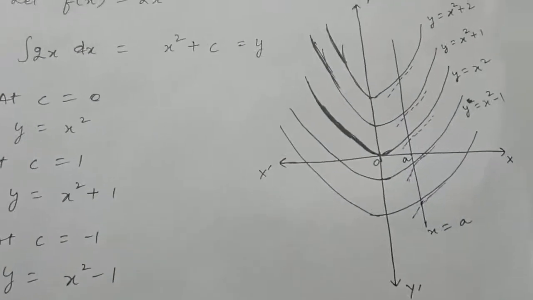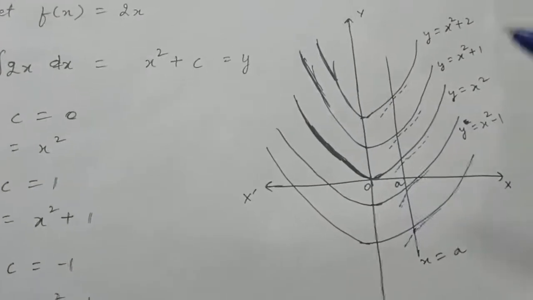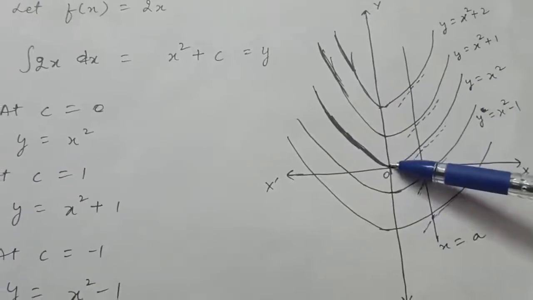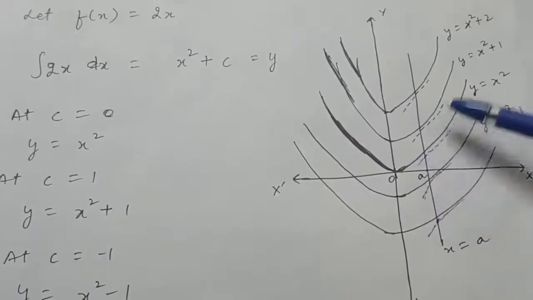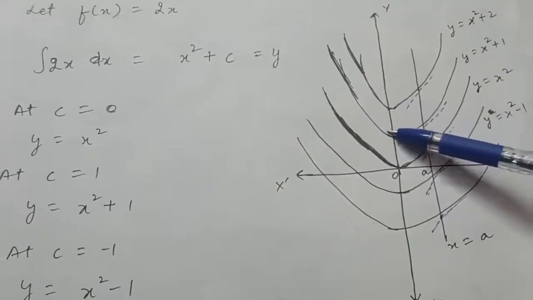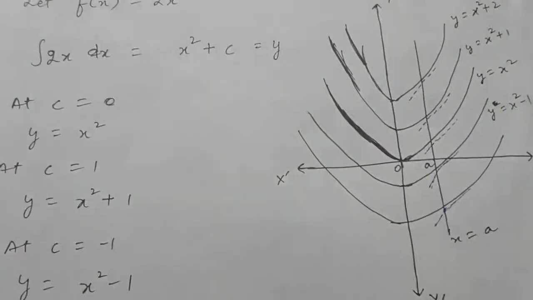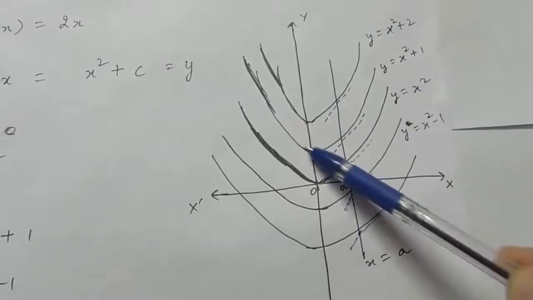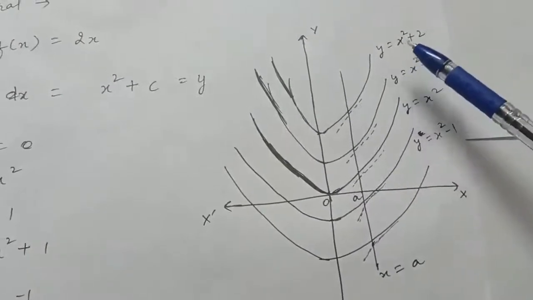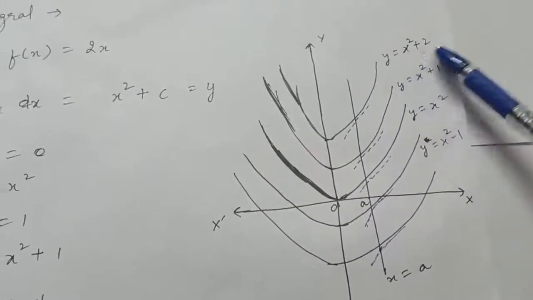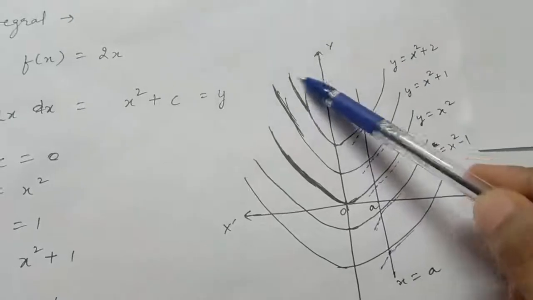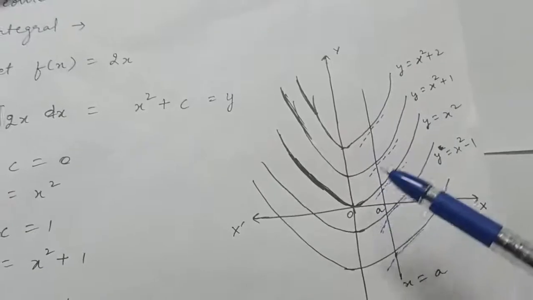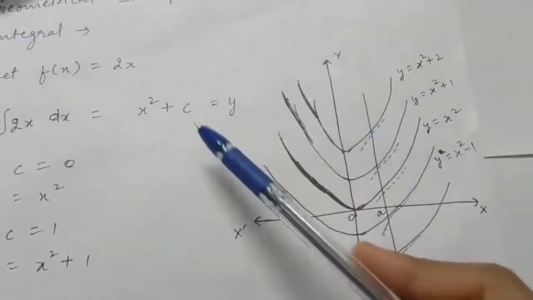So when you draw the graph of y is equal to x square, it will be this graph, right? And this is a parabola. Now the graph of y is equal to x square plus 1 is this graph. Now when you put c as 2, the graph of y is equal to x square plus 2 will be this. So you can see all of these graphs are parabolas of the form y is equal to x square plus c.